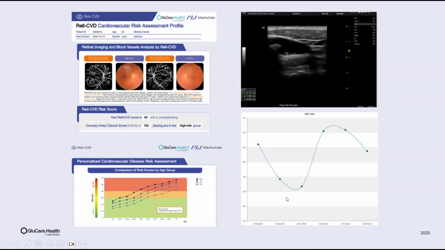So stay tuned, because we will publish a case series with all these data, and we will tell you a little bit more about that.